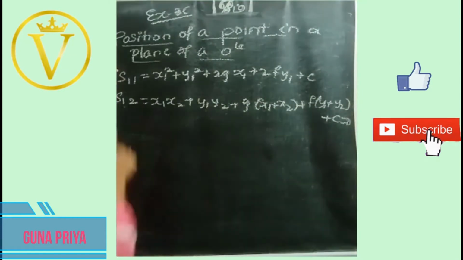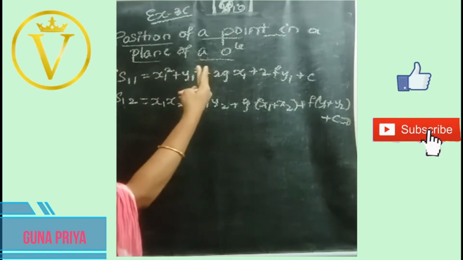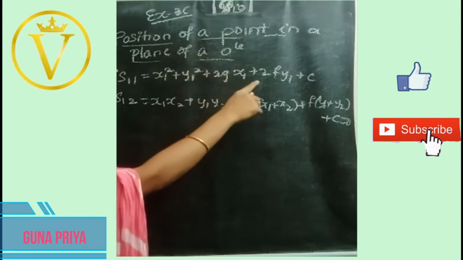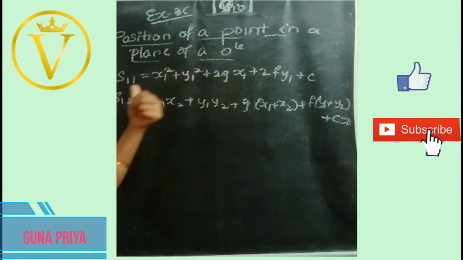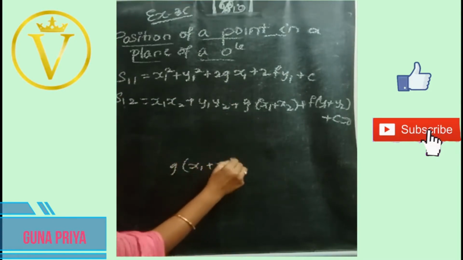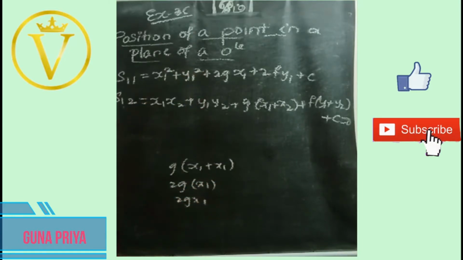Okay, here S11 means two times. So x1 whole square plus y1 whole square plus 2g term will be x1. Why? Because here there are 2 terms, right? x1 plus x1. So like this will be here, x1 plus x1. So you will get 2g x1. Like this. Okay. Now you can understand easily, right?